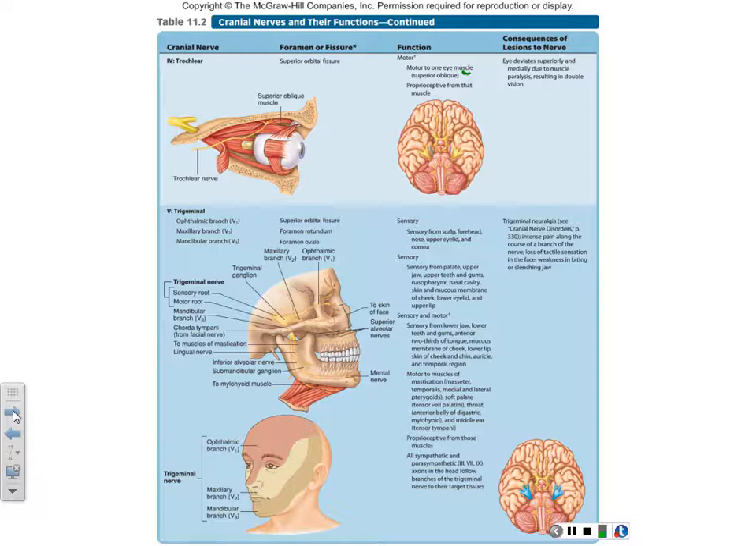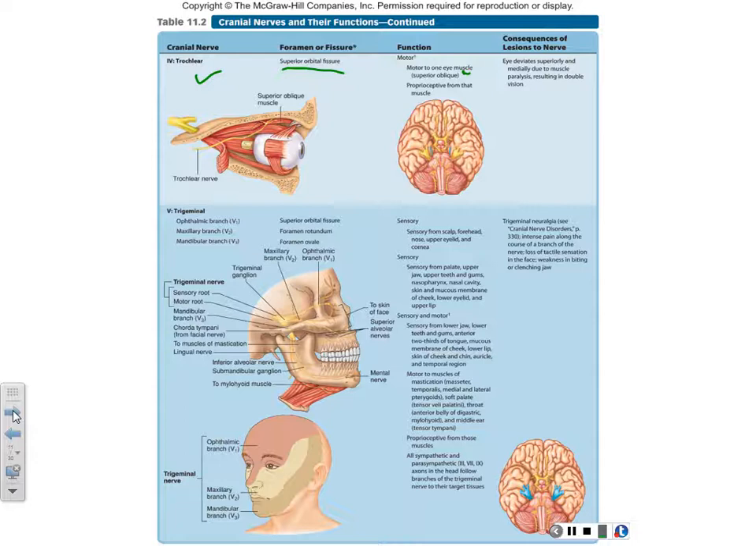Those are called the extrinsic eye muscles. The trochlear nerve goes again through the superior orbital fissure. Remember, that's why it's a big old crack like this, so it can let a whole bunch of cranial nerves through. Superior orbital fissure, and trochlear has to do with the eyes. It controls the superior oblique.